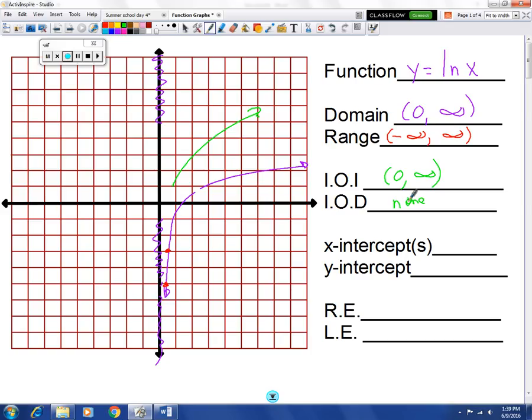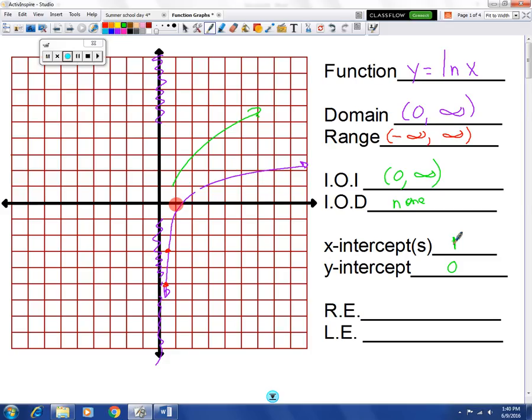X-intercept, that key point, which I erased, it goes right here at 1, 0. That's the point you need to know when you're graphing natural log. X-intercept is 1, and it doesn't have a y-intercept. This is one of those rare functions. Functions will have a y-intercept, except this one has the domain restricted so much that it won't even have a y-intercept. So that's a very rare thing for a function to not have a y-intercept.